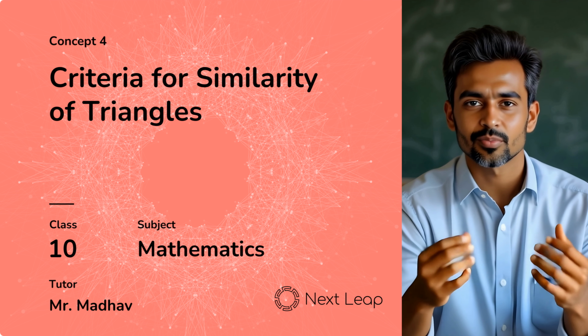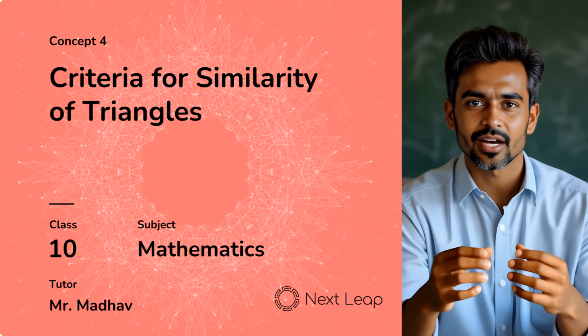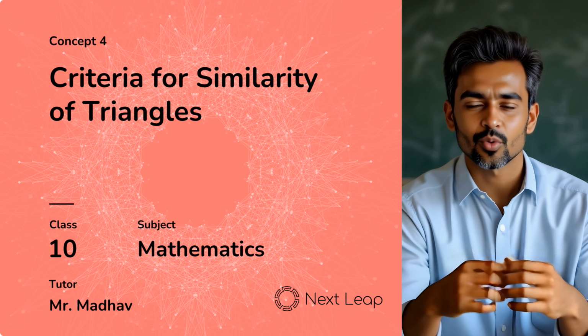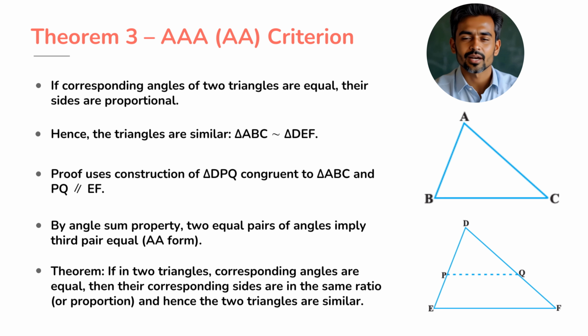In simple terms, two triangles are similar if their corresponding angles are equal and their corresponding sides are proportional. Have you ever wondered how we can know when two triangles have the same shape even if their sizes differ? That's exactly what the AA Criterion helps us determine. If corresponding angles of two triangles are equal, their sides are proportional. This means the triangles are similar.